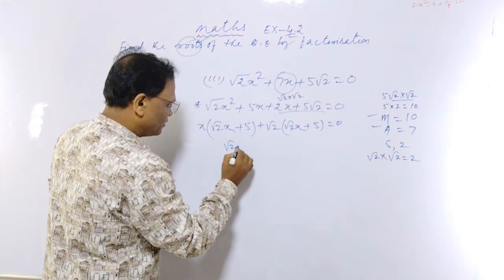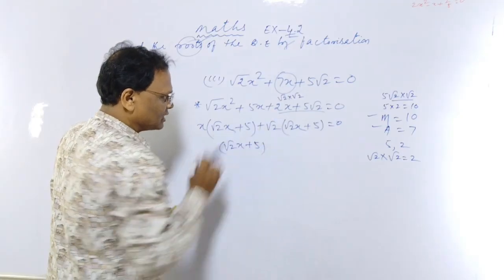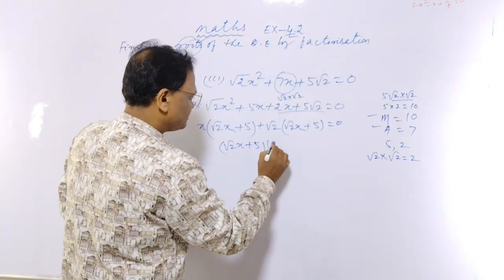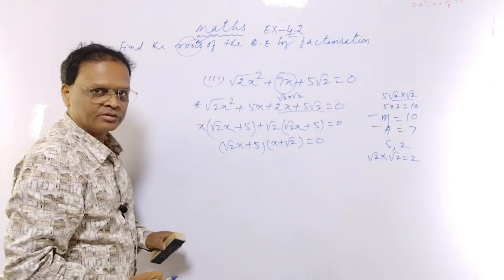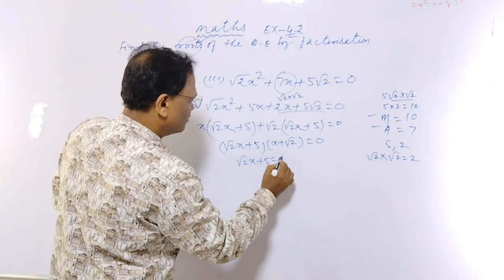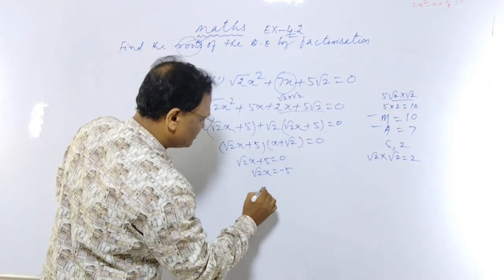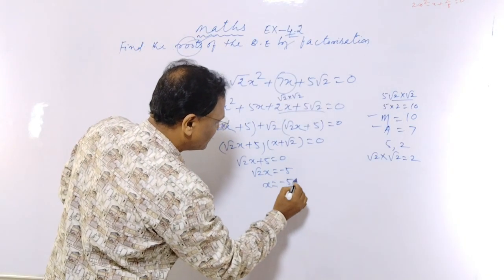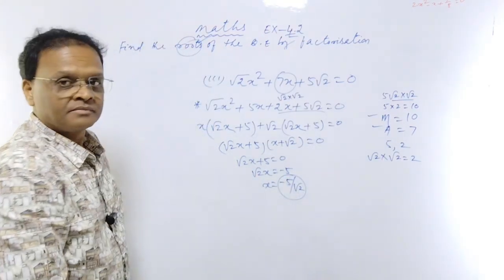Now what is the common? Root 2x plus 5. This root 2x plus 5, root 2x plus 5. Second is x plus root 2 equals 0. Now root 2x plus 5 equals 0, or root 2x equals minus 5, or x equals to minus 5 by root 2. This is my first root.